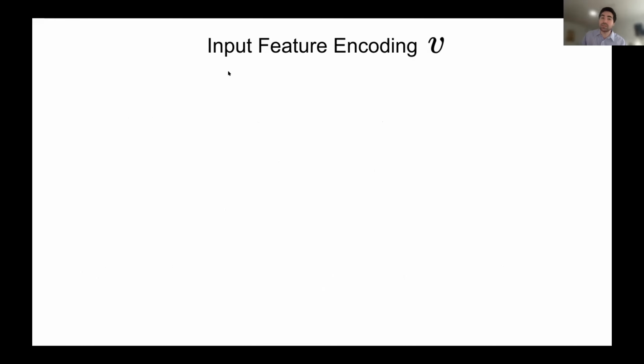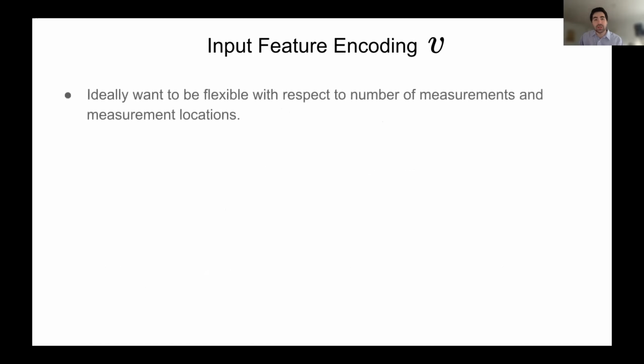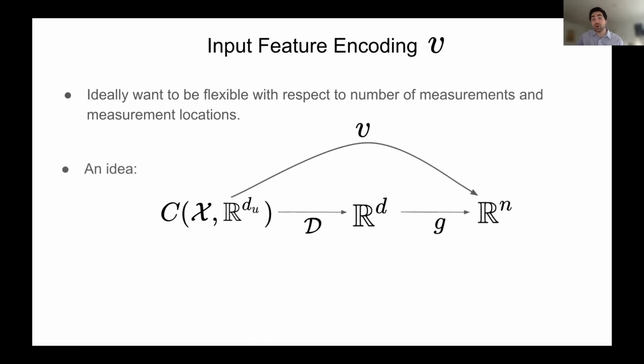We also need to make a choice now for the input feature encoding v. We're going to give just a very high-level description of this for now and return to it a bit later in the talk. But ideally, as we talked about for the other two methods, the goal of this is to be flexible with the kinds of discrete measurements we have for the input function. But we also still want this to be sufficiently flexible so that we can learn different feature maps that might work well with the model.